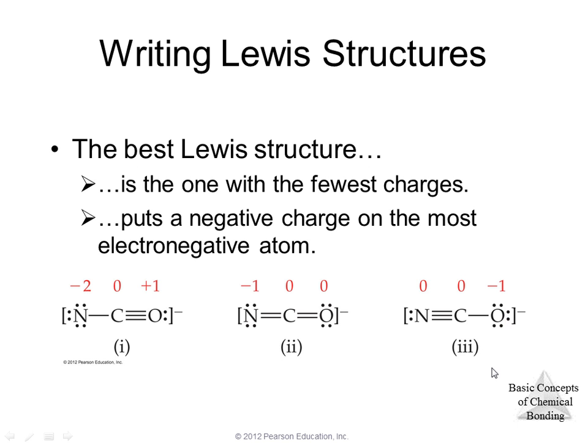Now oxygen is more electronegative because it's farther to the right of the periodic table. So thinking about the best Lewis structure for this, oxygen gets a -1 for its formal charge. 3 would be the most valid Lewis diagram.